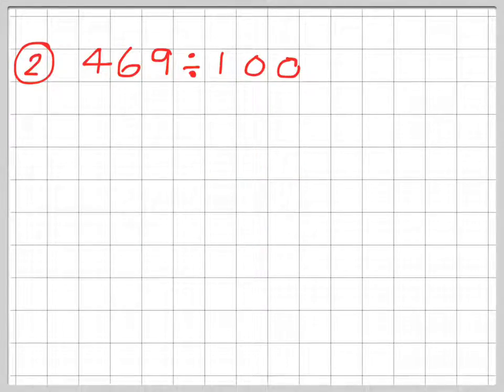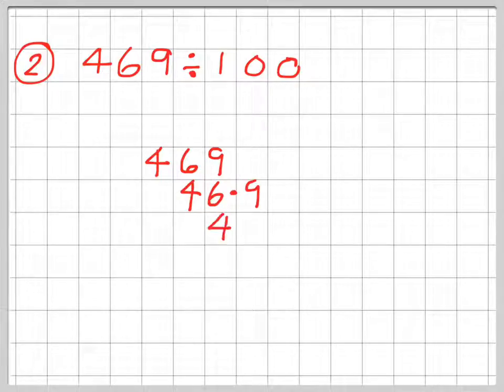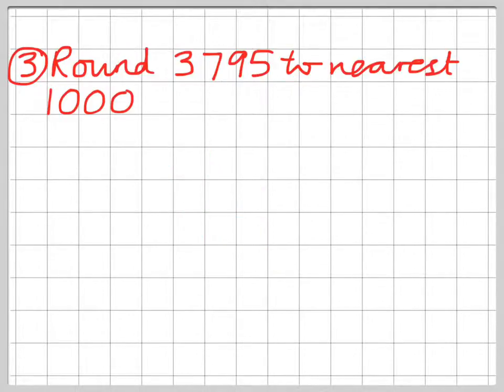For number 2, we're dividing by 100, so we have to go the other way. So 469 divided by 10 would be 46.9, and divide by 10 again will be 4.69. So there's our answer. So 2 places to the left for multiplying by 100, 2 places to the right for dividing by 100.